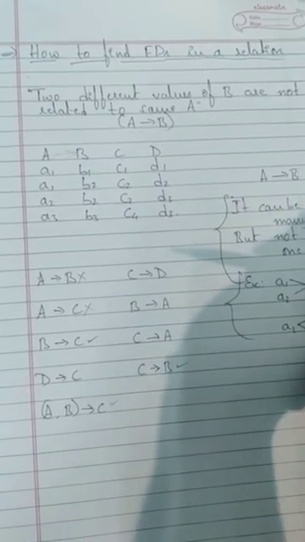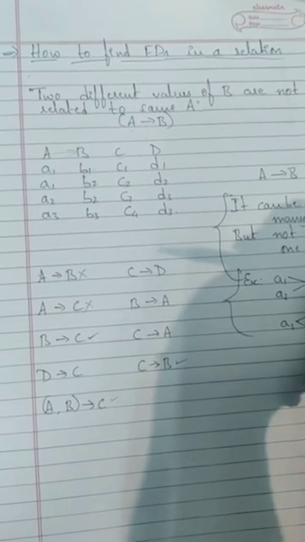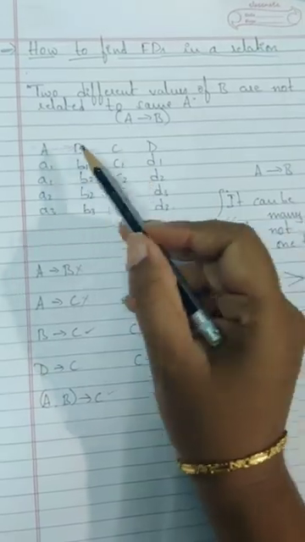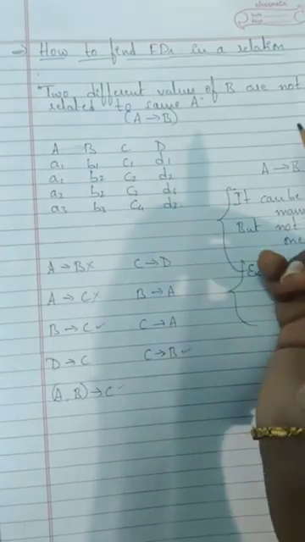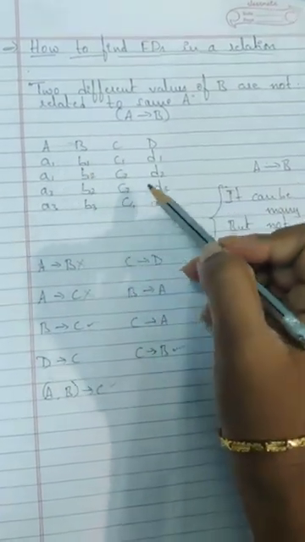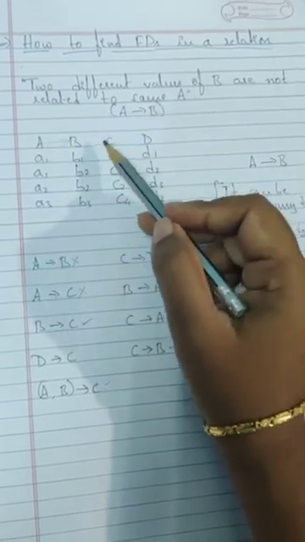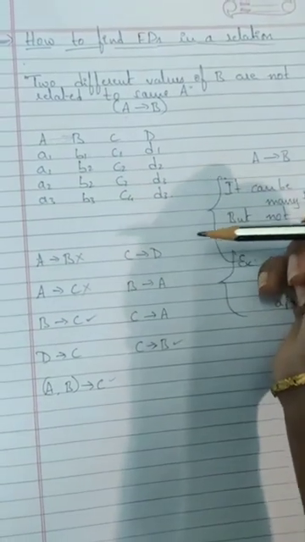In this video, I'll be discussing how to determine functional dependencies by using the given relation. For example, here I have a table with 4 attributes A, B, C, D, and these are the tuple values. By using this table, we have to determine functional dependencies like A determines B, B determines C, C determines D, or D determines B, something like that.